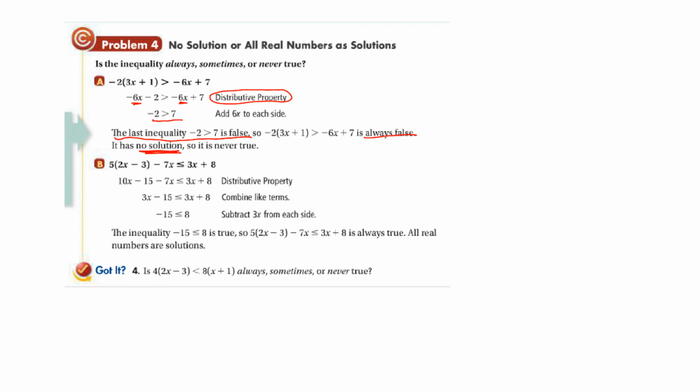Example B, if we do our distributive property and then combine our like terms, we see here that 3x is what I have on both sides, and if I subtract 3x from both sides, I'm left with the statement negative 15 is less than or equal to 8. That inequality is true. So that means this inequality will always be true. So all real numbers would be our solution.